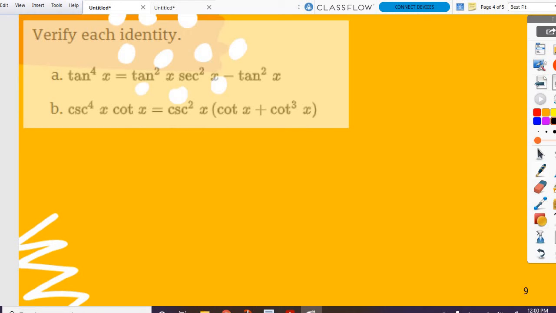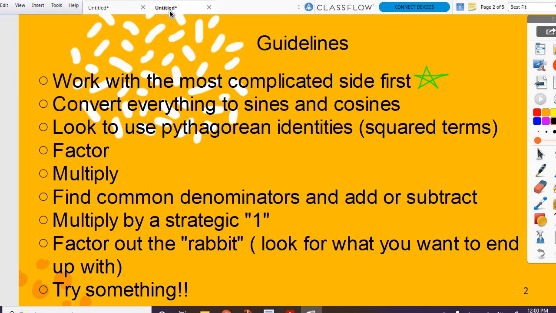Alright, so really we've covered a lot of these so far. We've worked with the most complicated side, we've converted things to sines and cosines, we've used our Pythagorean identities a lot, we've factored, we've multiplied, we found a common denominator, we multiplied by that strategic one. So the last thing that we haven't really seen an example of is to factor out the rabbit, which one of the other pre-calc teachers coined, and he likes to say it's like pulling the rabbit out of the hat.